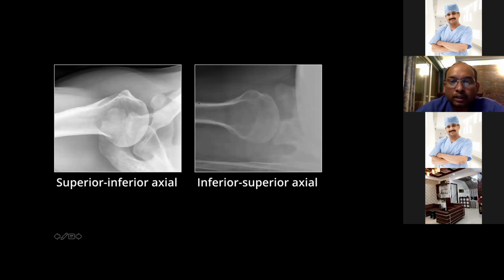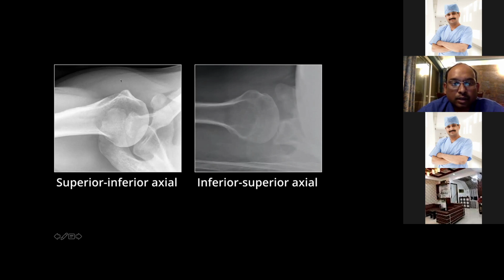Another commonly advised view is what is called the axial view. Many times there is confusion between the axial view and the lateral view. Many people call the axial view a lateral view, but in the true sense, the lateral view is what is called the Y view, whereas the axial views are these two views which I am showing you. The image on the left side is what is called the supero-inferior axial view.